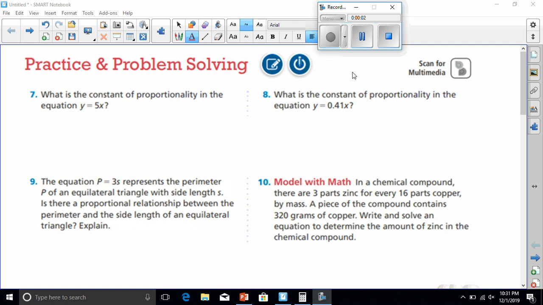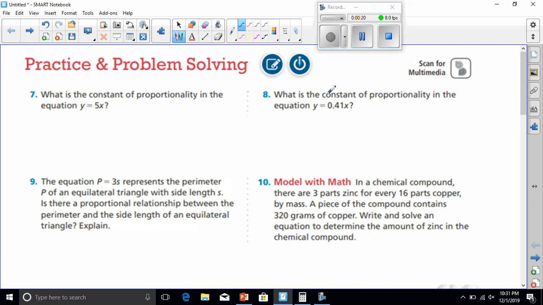All right, evening, everybody. We're going to be describing proportional relationships, the constant of proportionality here. I'm going to do the practice and problem solving. Looks like since starting with 7, I'll be doing the odd ones. Let's begin. What is the constant of proportionality in the equation y equals 5x?